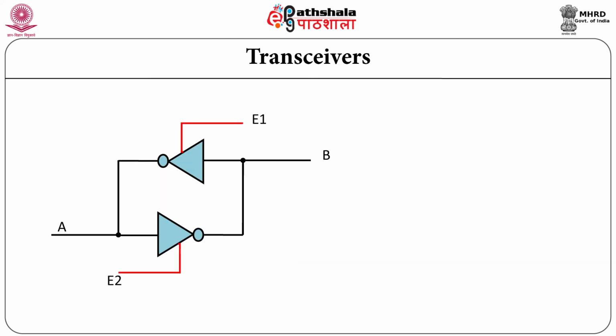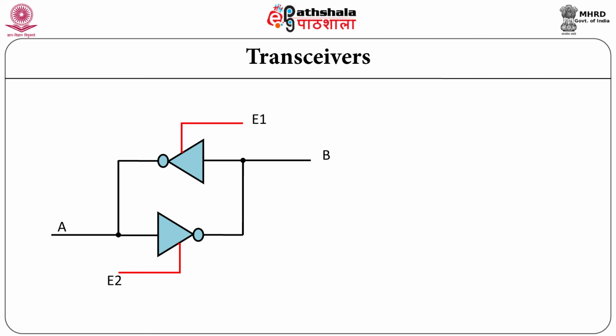A transceiver is a bidirectional buffer with additional direction control and enable pin. It allows flow of data in both directions depending upon the logic status of the control input. Transceivers, like buffers, are tri-state devices to make them compatible with bus oriented systems.